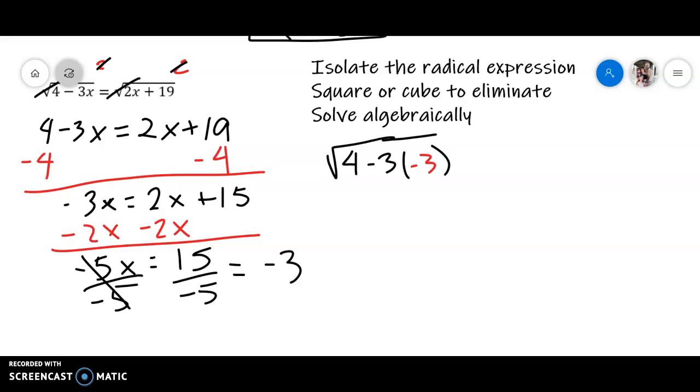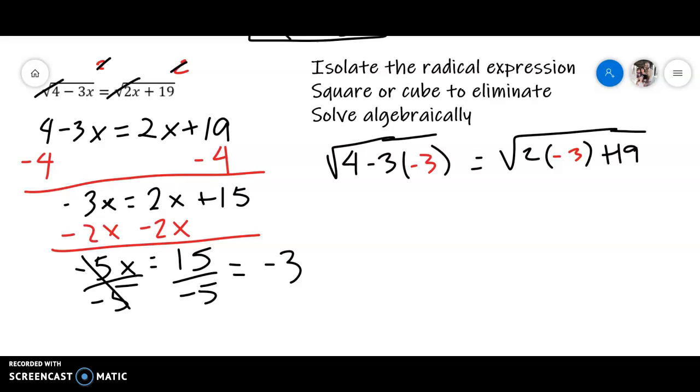I want to figure out what that is, and I want to see if it's equal to the square root of 2 times negative 3 plus 19. Okay, so let's kind of look at what we got here.